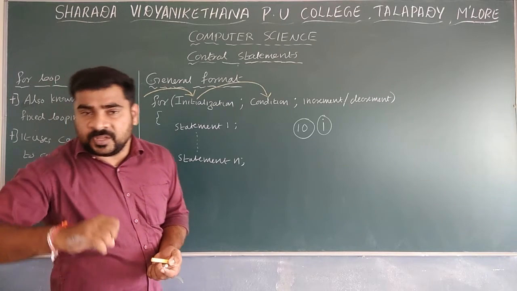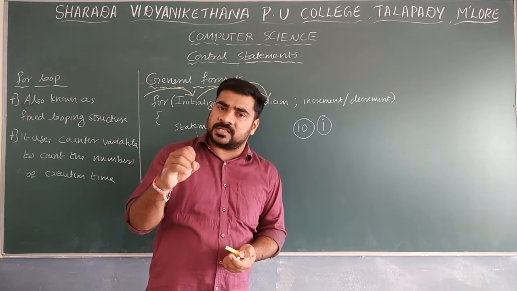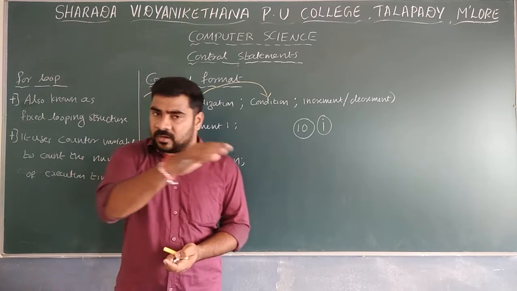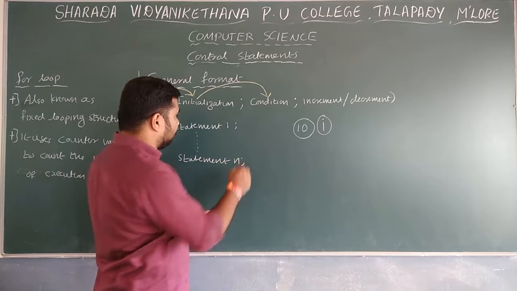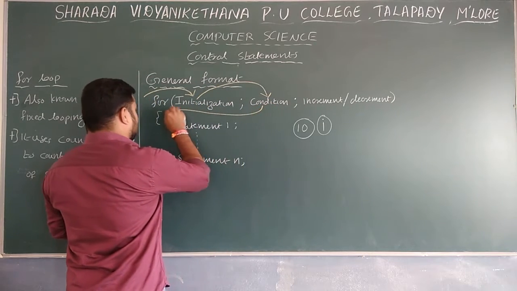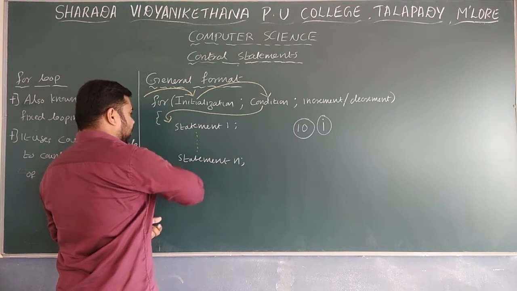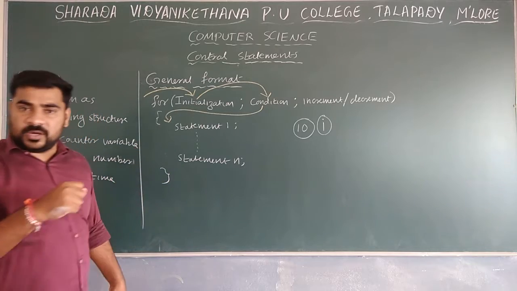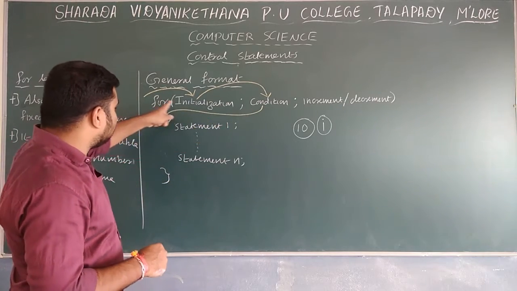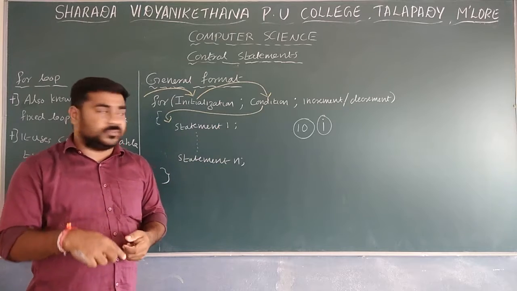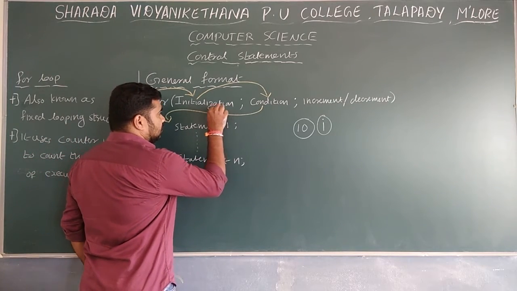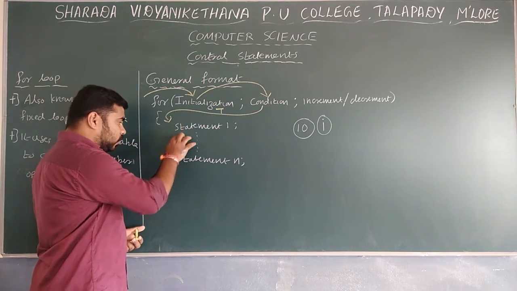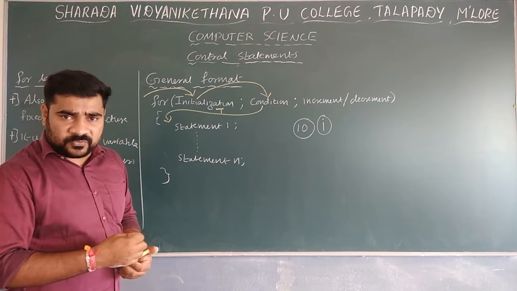After checking the condition, there are two possible outputs: either the condition may be true or the condition may be false. First, let's go to the true part. Whenever the condition is true, control is going to execute the body of the loop, the statements written inside these brackets. So it will execute the body of the loop. If the condition is true, then the body of the loop will be executed.